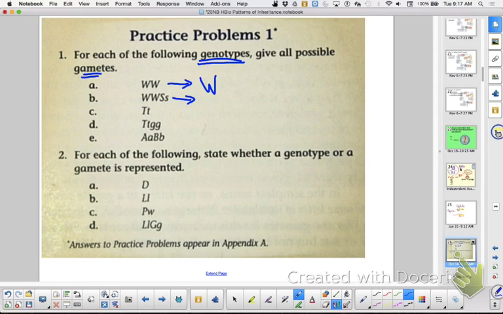Now, this one, big W, big S, little s, how many possibilities do we have? What are they? Big W, big S. Big W, little s. What law says that you could have big W with big S or big W with little s? Exactly. Law of independent assortment.